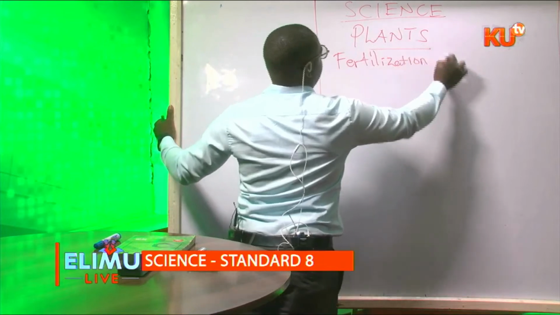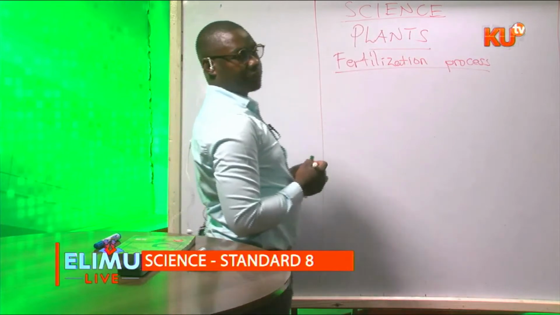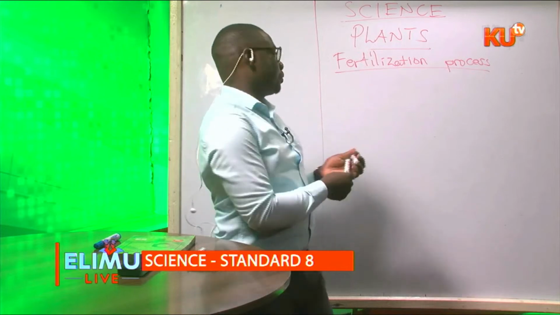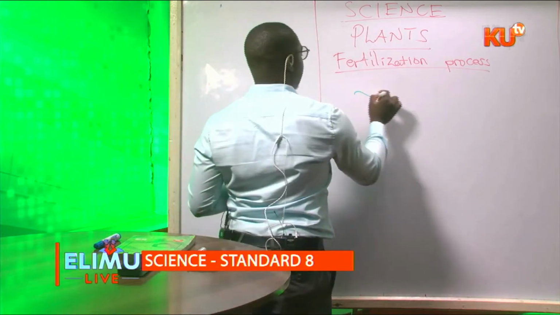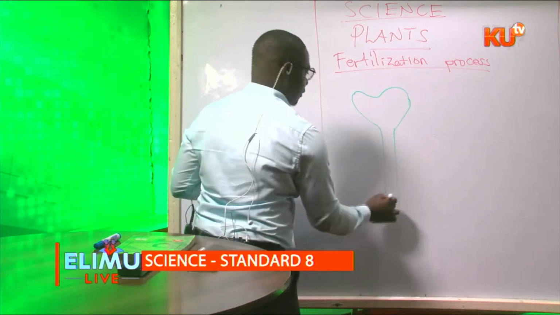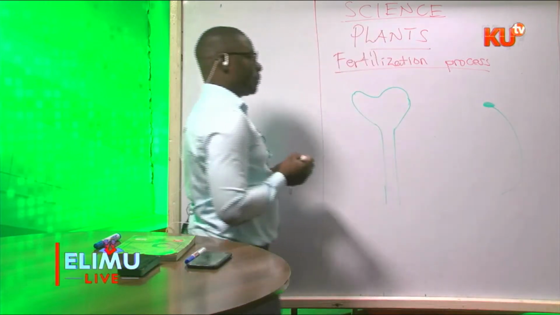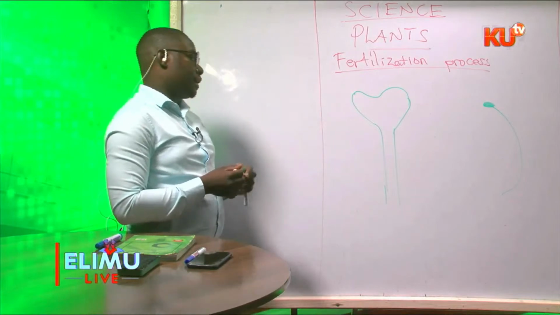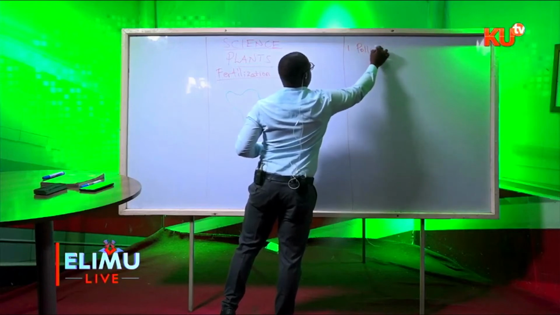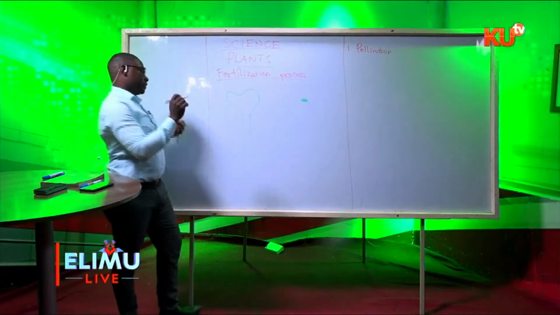Fertilization process. So for fertilization to take place, there must be movement of the pollen grains. So the first process, I draw the female part here, and I draw the male part here. So for fertilization to take place, the first process, number 1, I will write here, pollination has to take place.